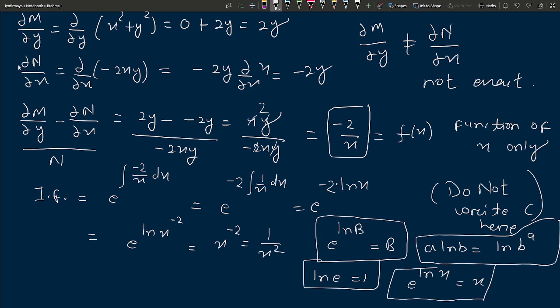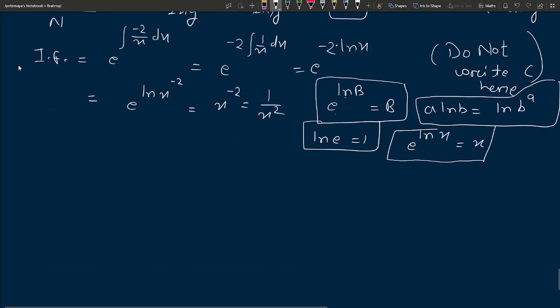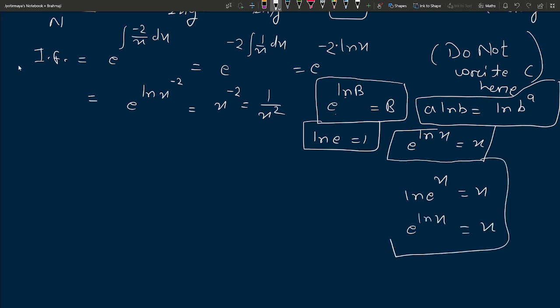First one, e to the power ln b is b. E and ln cancel each other. E to the power ln b is b. Ln e is equal to 1. E to the power ln x is equal to x. Ln e to the power x is also x. So I have applied here e to the power ln something is something.